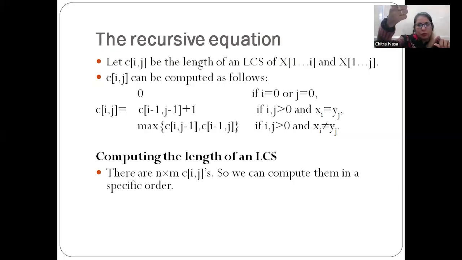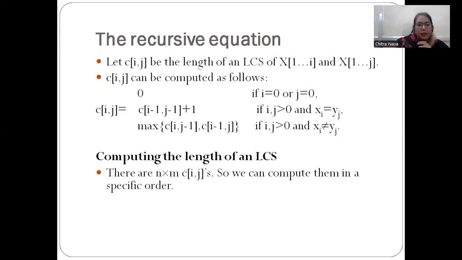Else, if xi and yj are not the same, meaning here you have A and there you have B, the characters are not matching, then check which value is maximum: either the row decremented value or the column decremented value. Row decremented means you go to the cell above. So it says C[i-1, j] or C[i, j-1], the column decremented value. If you are in this cell, either the upper value is larger or the side value is larger. This is the row decremented, this is the column decremented. Among the two values, take the maximum one.